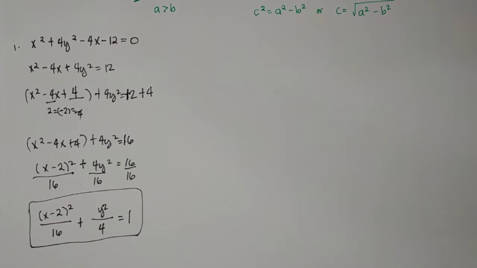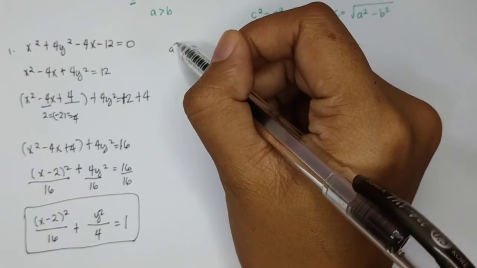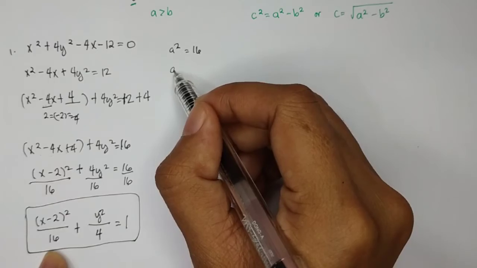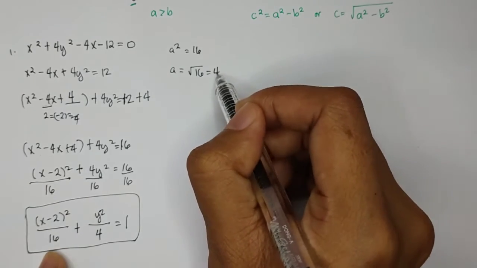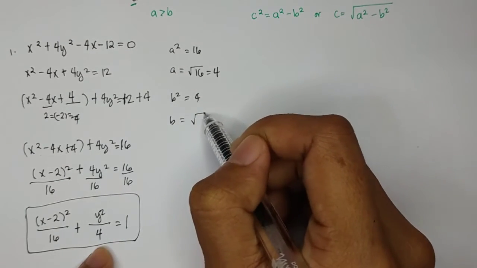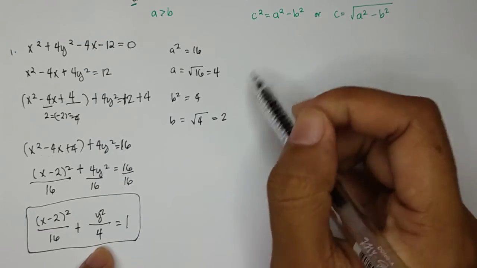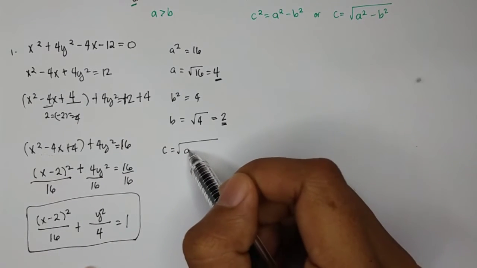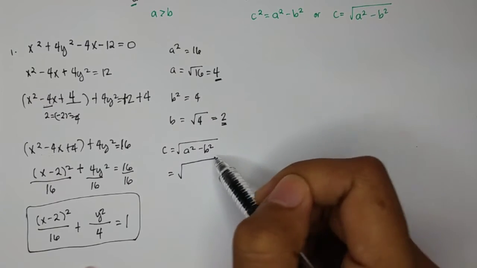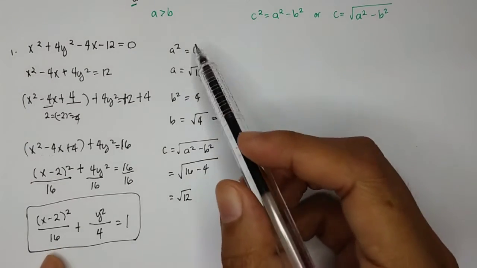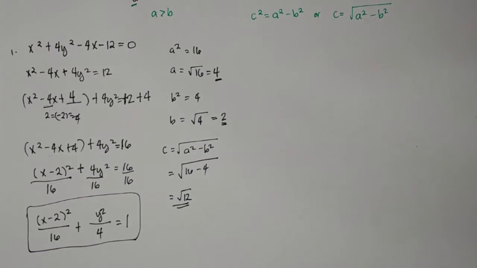Okay? So, now, let's identify our a, b, and c. So, ano nga ba yung a squared natin? That is 16. So, ano yung square root ng ating 16? That is equal to 4. Then, yung b naman natin, we have b squared is equal to 4. Square root of 4 is equal to 2. So, yung a natin is 4, yung b natin is 2. Now, paano yung c natin? That is square root of a squared minus b squared. So, we have square root of 16 minus 4, so we have square root ng 12. So, meron na tayong a, b, at saka c. Okay?